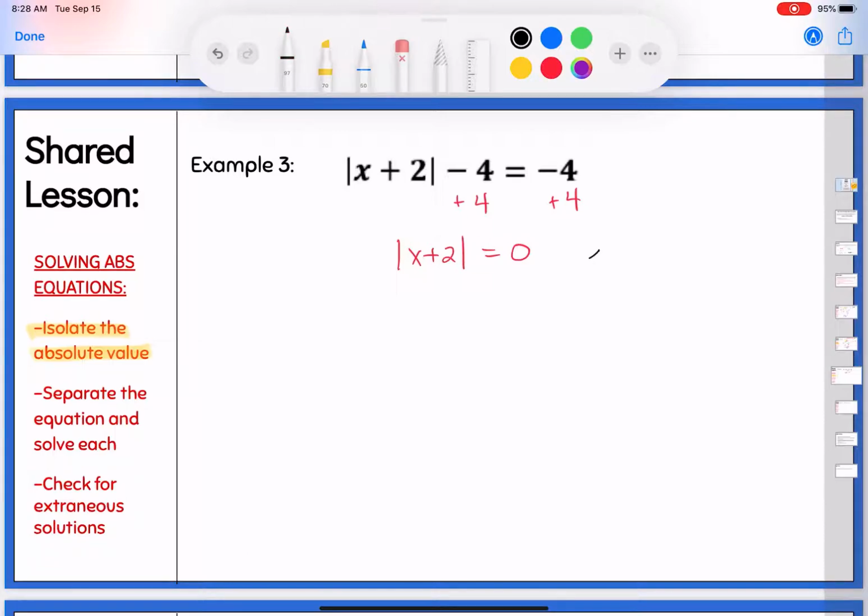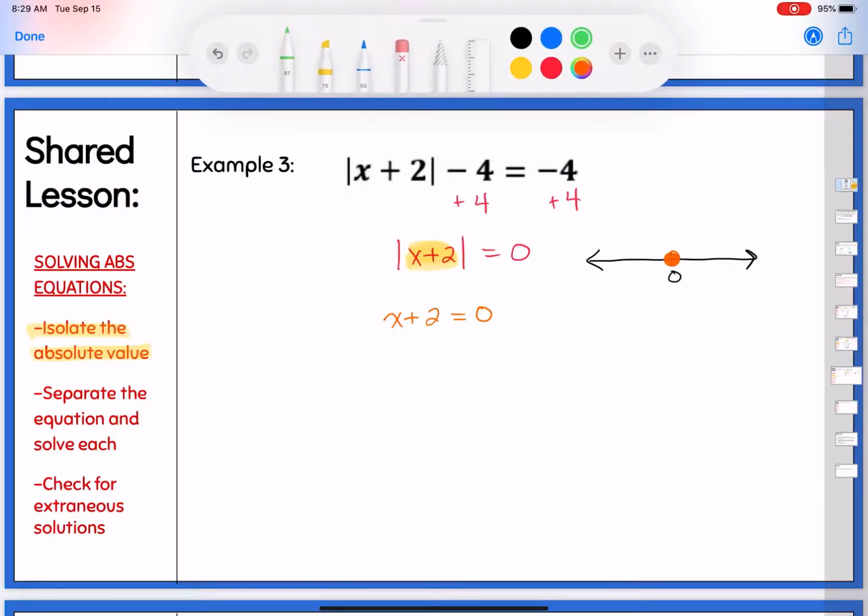Interesting. So here, this is saying that whatever I get inside this absolute value, the distance that is away from 0 is 0 units. So inside that absolute value has to be 0 units away from 0. Well, there's only one way for that to work, right? Is if x plus 2 actually equals 0. So this is the very rare possibility that I end up with only one solution, because there's no such thing as negative 0 units and positive 0 units. It's just 0 units away from 0.